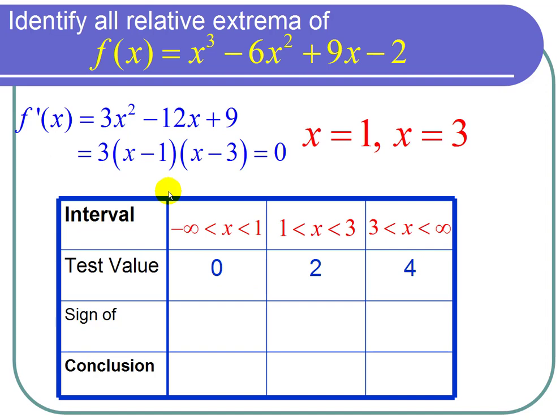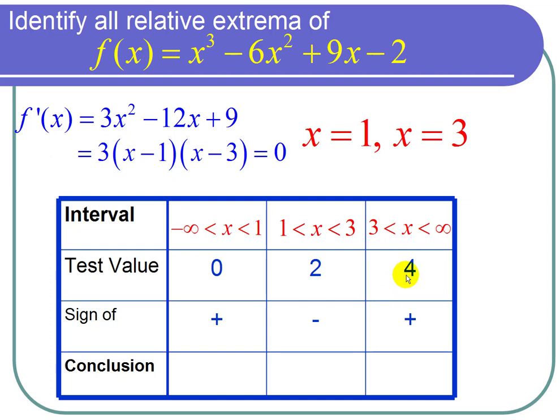Notice I can just plug into 3 times x minus 1 times x minus 3, and if I plug in 2, I get 3 times 1 times negative 1, and that's certainly negative. If I plug in 4, I get 3 times 3 times 1, and that's certainly positive. So now I can state my conclusion.